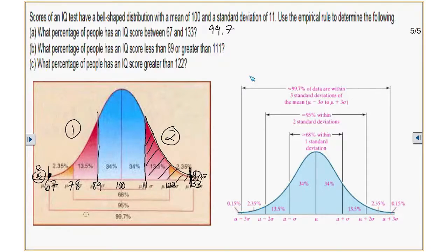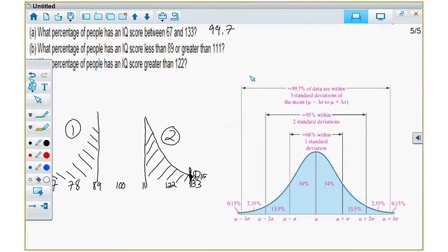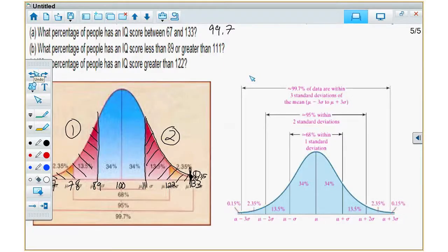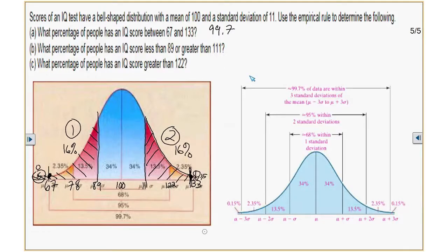This is side number 2, and this is side number 1. So what do you want to do? Well, this is 2.5 and this is 13.5. So that's what, 16%? Yes. So this is 16% and this is 16%. So how much is between both of them? 32%.